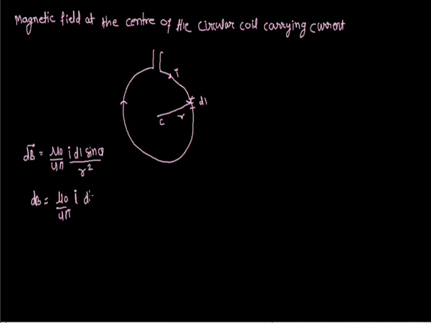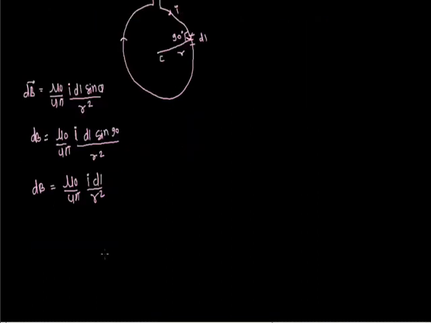For the small element dl, theta is the angle between the point and the small element. This angle is 90 degrees, so sin theta is sin 90 degrees, which is 1, upon the distance between the center and the element of length, which is r. That means this is r square. So dB equals mu naught upon 4 pi, I dl upon r square. This is the magnetic field due to the small element dl.